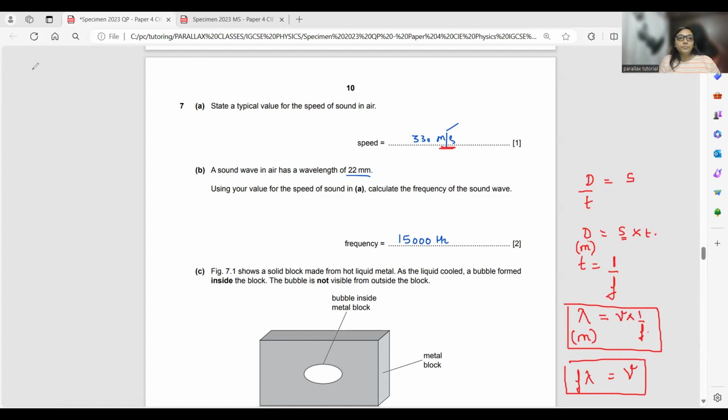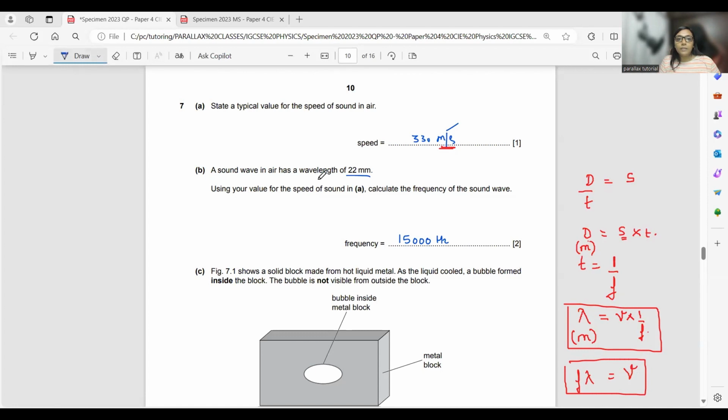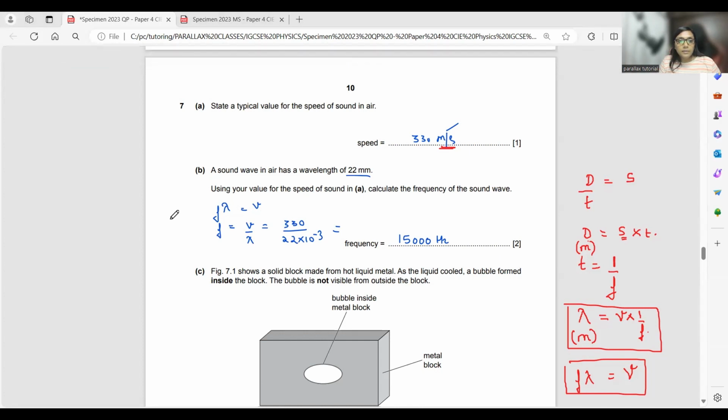Now, what do we have to solve, right? So we know that lambda into f is v, and you have to find f. So make f the subject. So f would be v by lambda. v over here is 330 and lambda is 22 millimeters. So 22 into 10 to the power minus 3. Let's check that out in the calculator if we are getting the same answer. So let me show you the calculator screen as well.